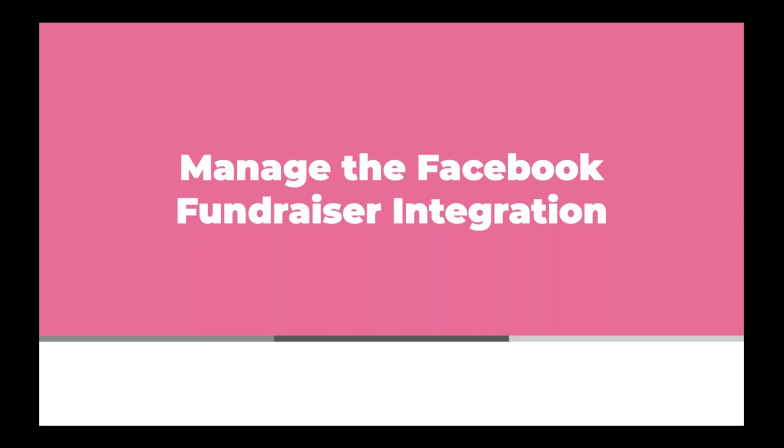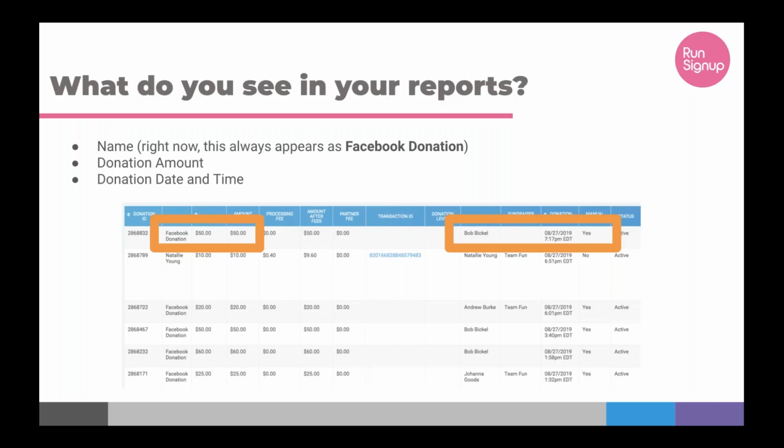So the next part of this is going to be talking about how you can manage your Facebook fundraiser integration. What do you see in your reports when you go into your donation report for your race? Right now, you're going to see the name of your donor. If it's made on RunSignup, you're going to see the name of the donor, but if it's made from the Facebook integration, the name is going to appear as Facebook donation.